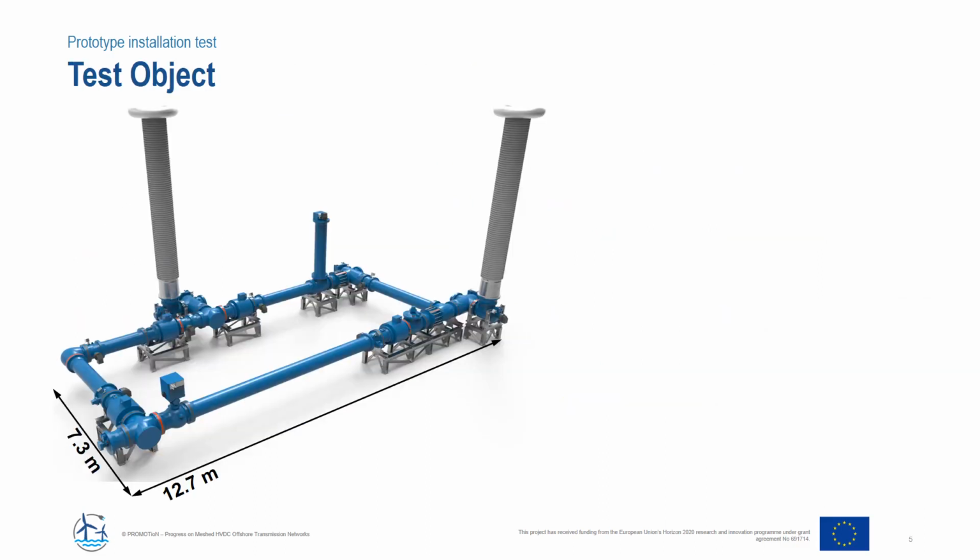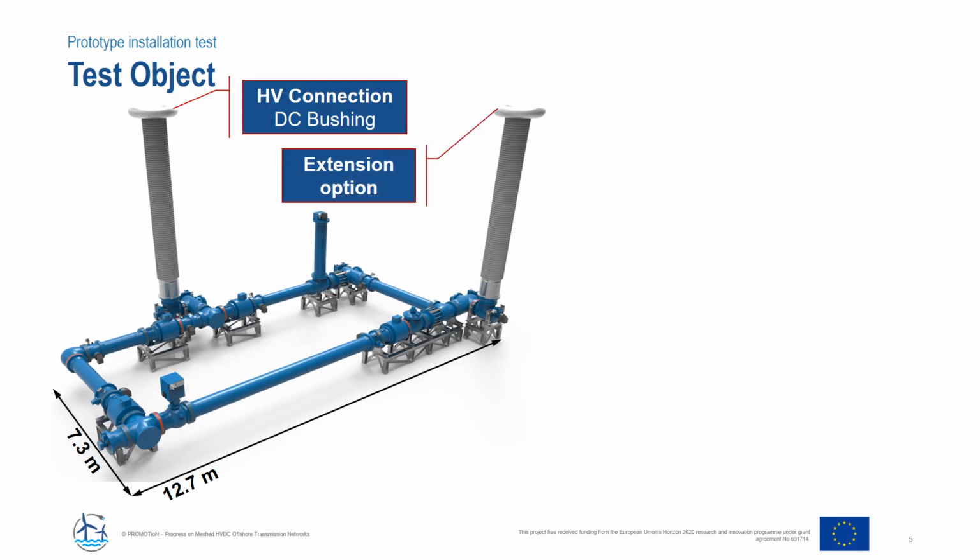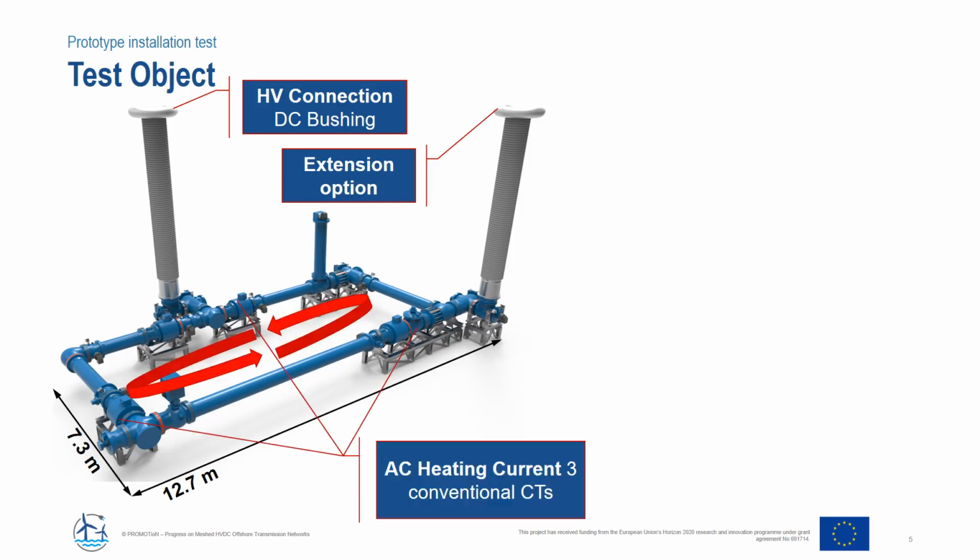Here you see an impression of the test object, an HVDC GIS, consisting of several parts. Here you see the high voltage connection point, the DC bushing through which an HVDC source is connected to the bus duct. And then there is another bushing which is kept as an option for extension purposes, of course. And then the GIS is put under real service condition, as I mentioned.